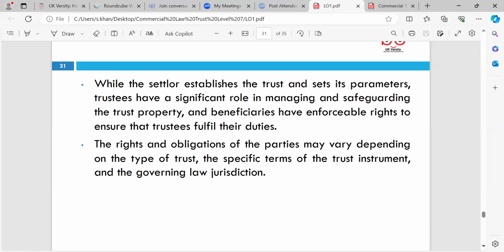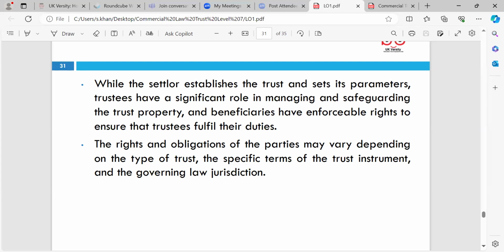The rights and obligations of the parties may vary depending on the type of trust, and the specific terms of the instrument. So the terms may be different; it's up to the settlor what terms they put in there, in regards to making sure that the trustee actually follows what has been put in there.